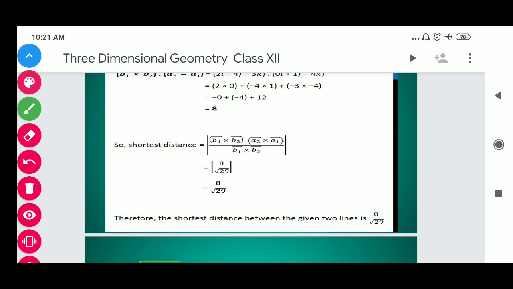So students, in this way in today's session we have completed the shortest distance between two lines and finding the value of p when the given lines are at right angles. Students, both the questions are very important from the CBSE point of view.